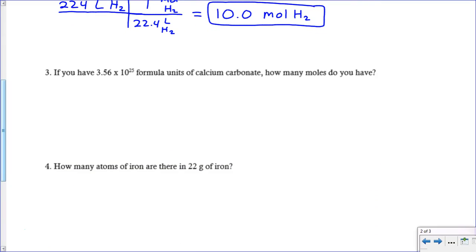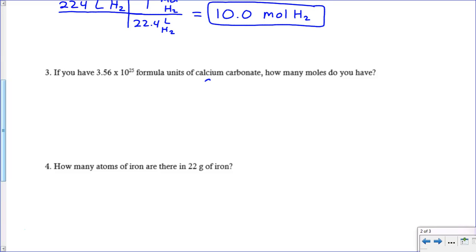Number 3, it says we have 3.56 times 10 to the 25th formula units of calcium carbonate, and I want to know how many moles you have. So on this one, a couple things. Formula units are a type of particle. So we're going to use particles to moles or moles to particles as our conversion here. The other thing, we have to figure out what this calcium carbonate is.